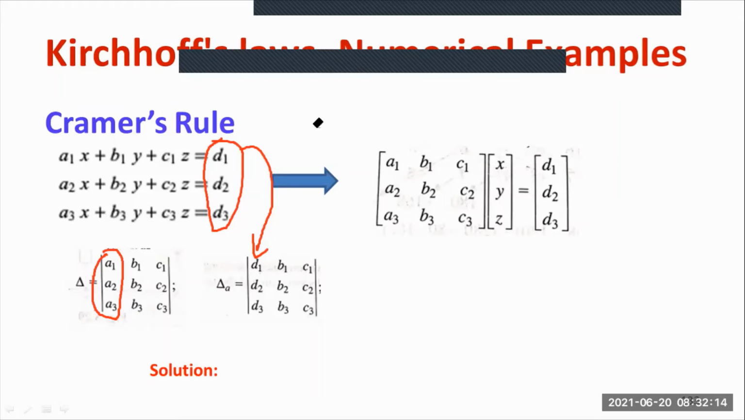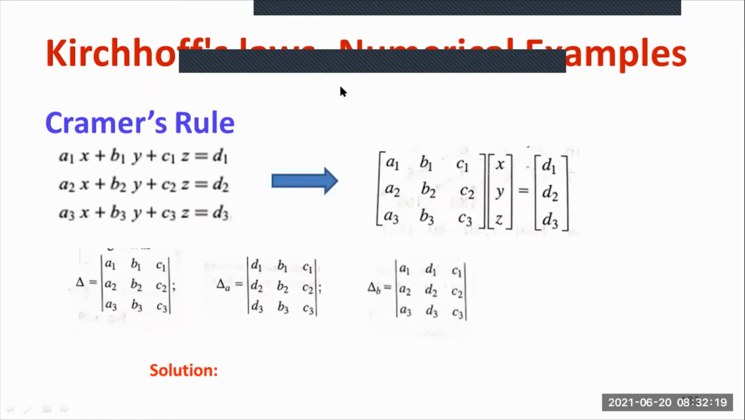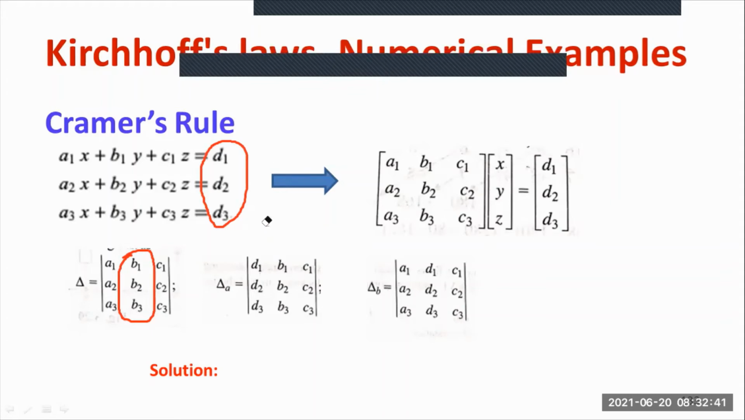Okay, so that is over. Same formula you can use. Later I'll be using delta B. What is delta B? The same thing. D1, D2, D3 will be fitted in place of B1, B2, B3. See, in place of B1, B2, B3, I'll be using D1, D2, D3. So that I'll be showing you. Yes, so this is delta B. So the second column should be replaced with D1, D2, D3.